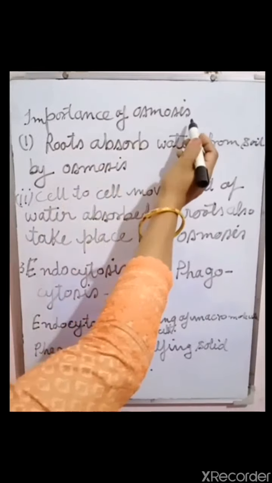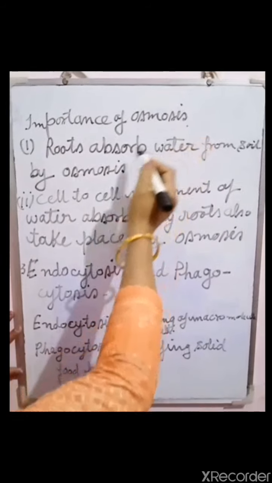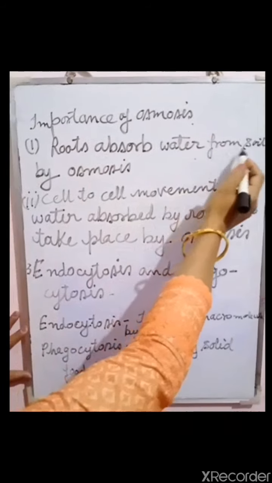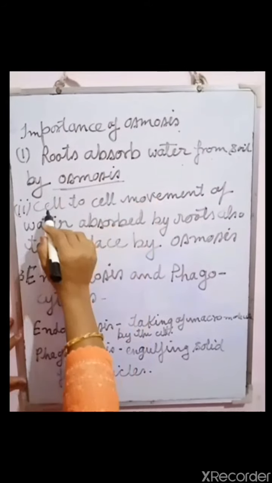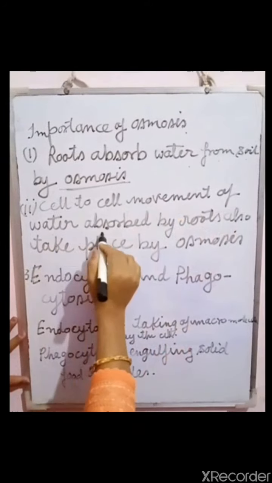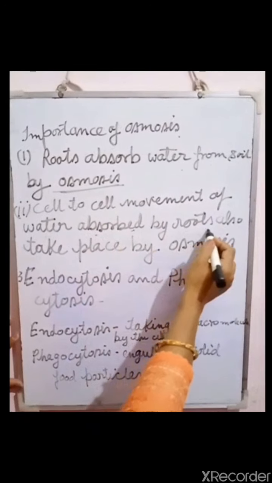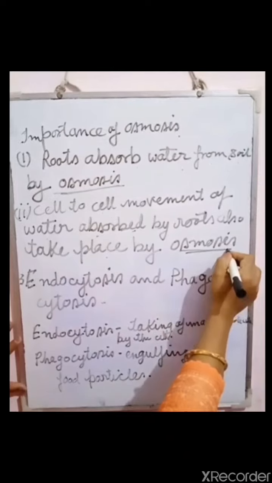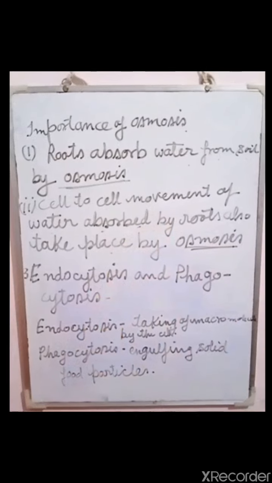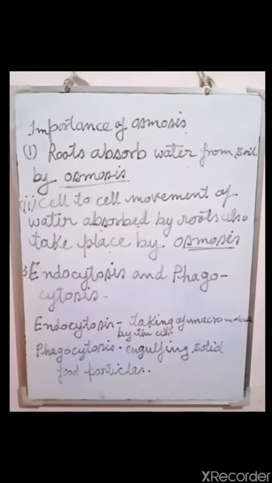Now the importance of osmosis. Roots absorb water from the soil by the process of osmosis. Cell to cell movement of the water absorbed by the root also takes place by osmosis. So this is about the importance of osmosis.